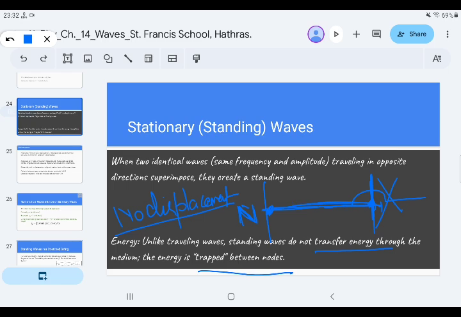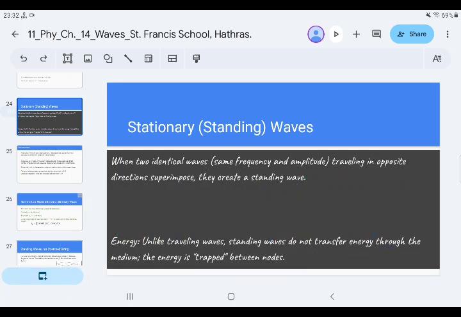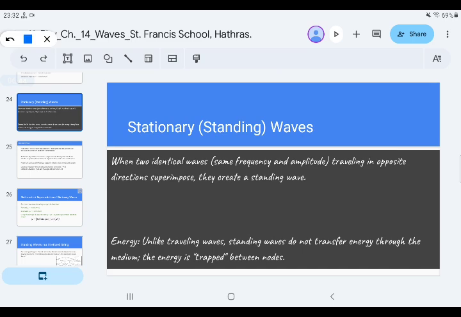So what is happening here? Some particles are suffering maximum displacement, which are called antinodes, and some particles will not suffer any displacement. It's called a node. Now let us move ahead with the details of this chapter topic.